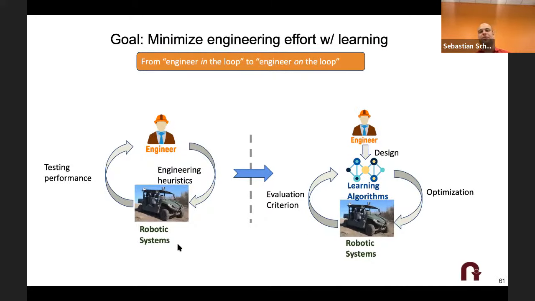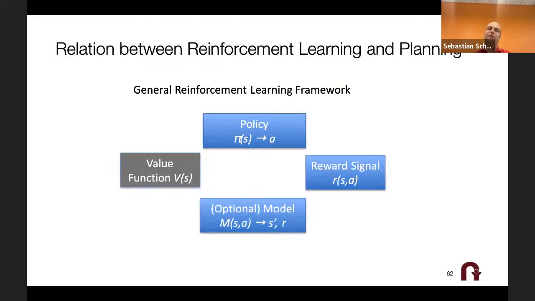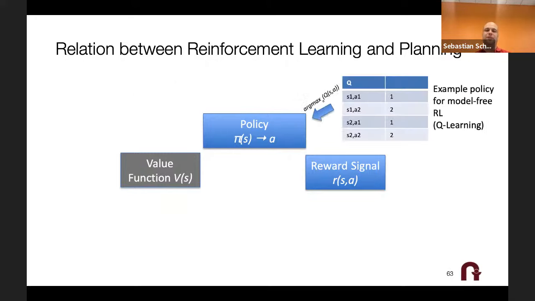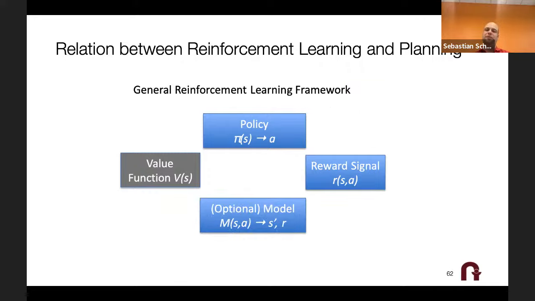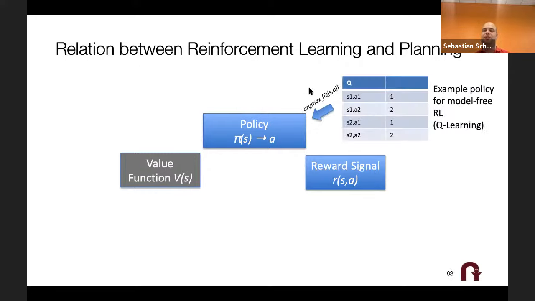And so we'll go over one example of how we've been looking at this in the problem of off-road driving. Before we go there, I just want to give a little context for the relationship between reinforcement learning and planning, because people sometimes have a hard time keeping that apart. For reinforcement learning, you have a policy, you have some reward signal, you might have a model, and you have a value function.